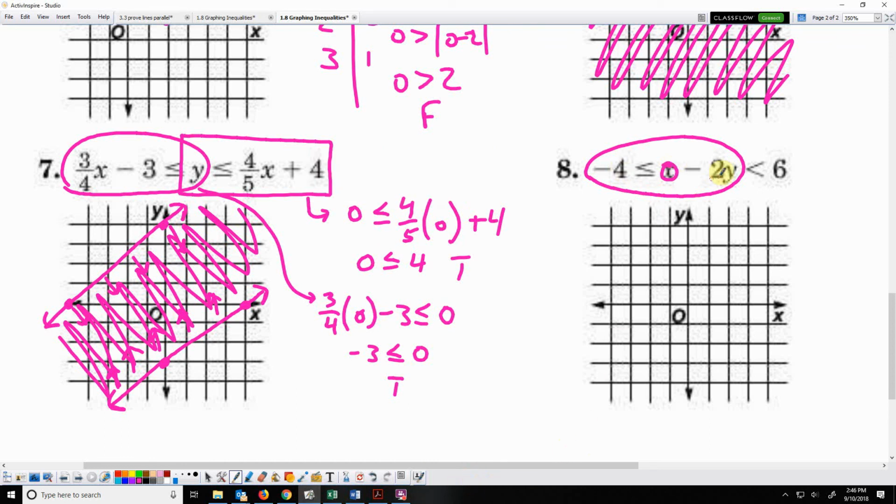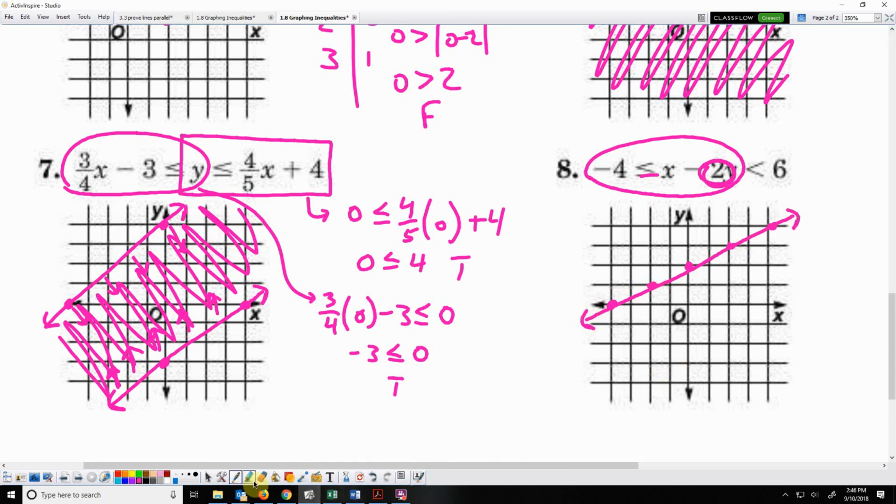So we can divide here and get the y-intercept as 2. And then if I put in a 0 for y, I get 0 here, and the x-intercept is -4. And that line is solid. So I'm going up 2 and over 4, which is the same as up 1 and over 2. So there's my first line.